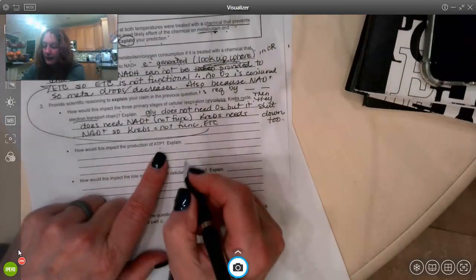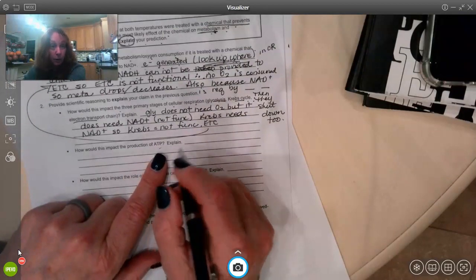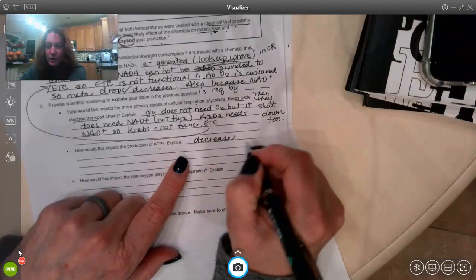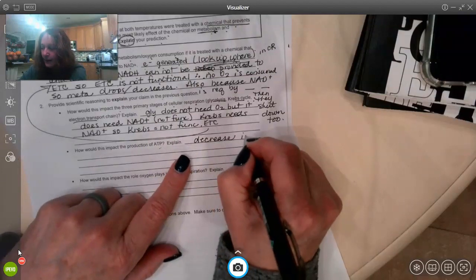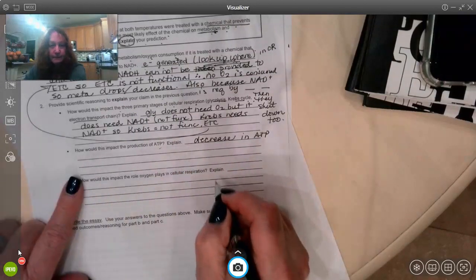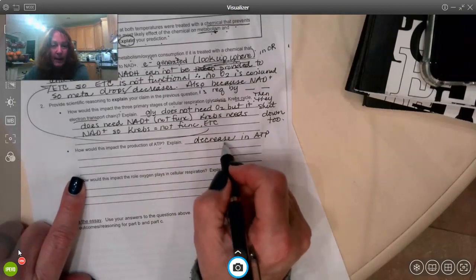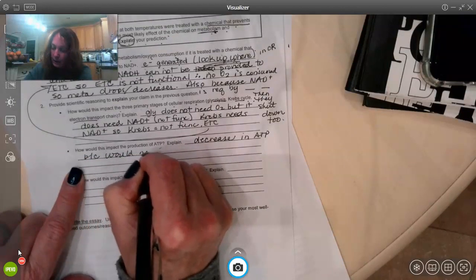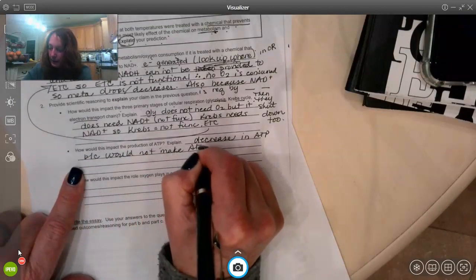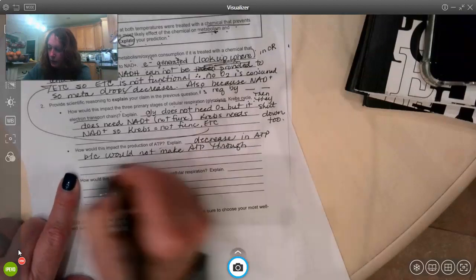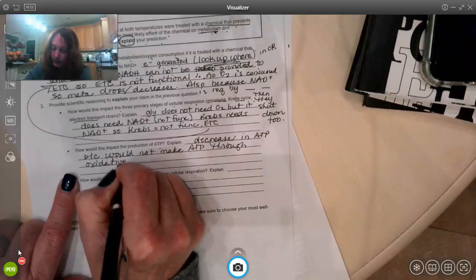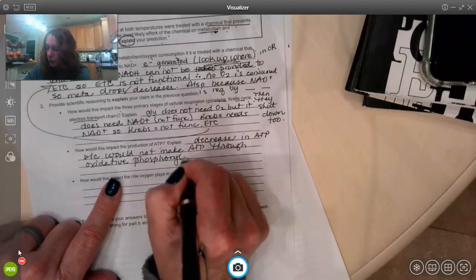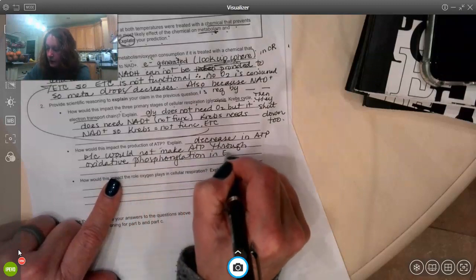How would this impact the production of ATP? You would have a decrease. You don't have to go crazy, and don't say things like you'll never make it again, but you would have a decrease in ATP. Because you would not be making ATP through oxidative phosphorylation, goodness, I don't want to write that whole thing, in the electron transport chain.